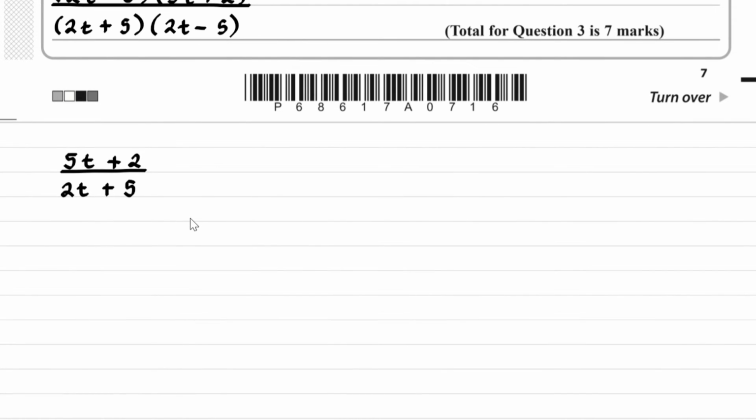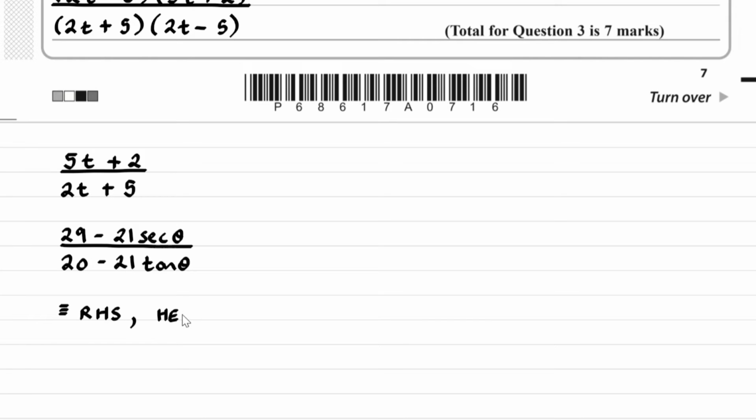So we have this result being the same as 29 subtract 21 sec theta over 20 subtract 21 tan theta. And so because all this is equivalent to the right hand side, we have shown this result to be true.